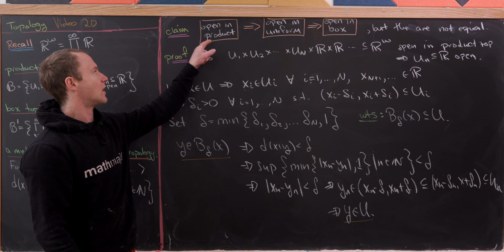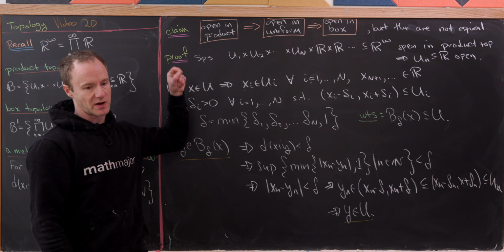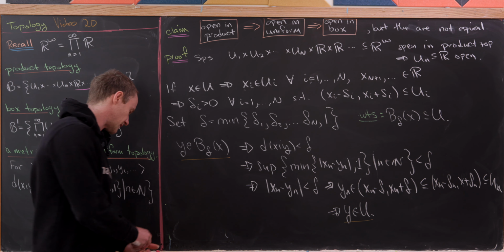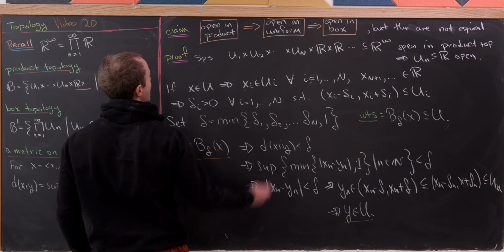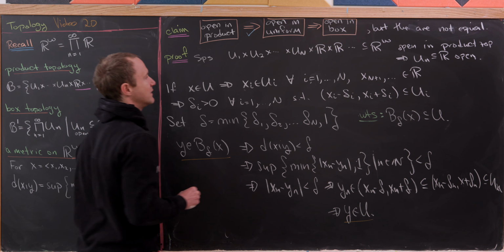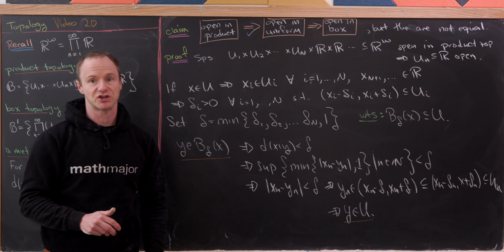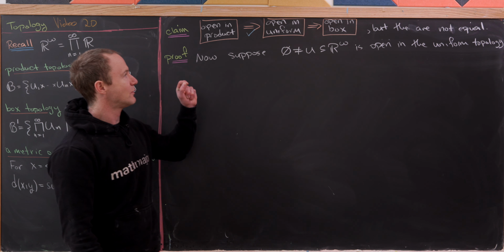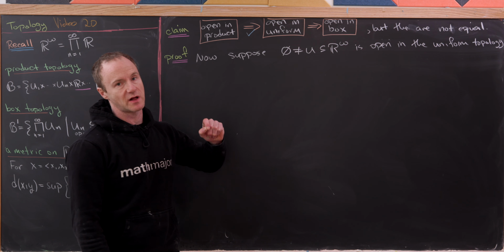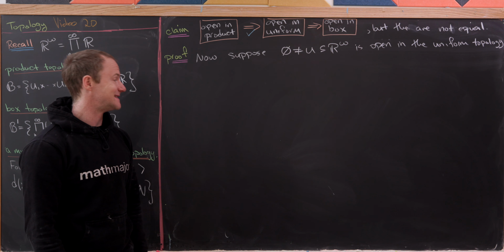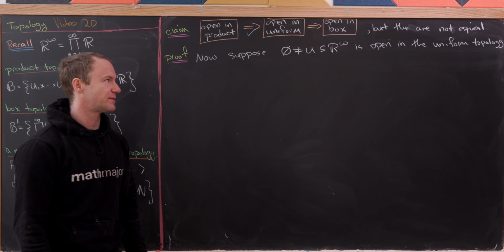We started with an arbitrary set open in the product topology, and we proved that it was also open in the uniform topology. So maybe we'll just go ahead and put a check mark here to say that we've done that. And now let's move on to the next implication arrow. All right, so now we want to show that if we have an open set in the uniform topology, that set is necessarily open in the box topology.